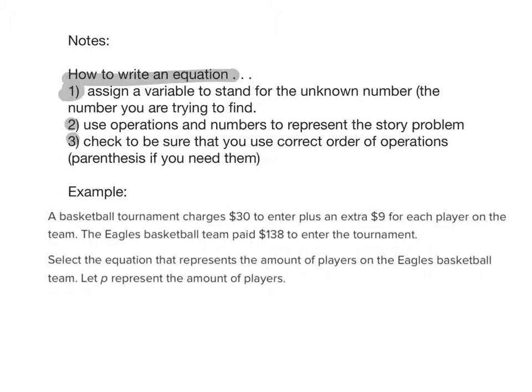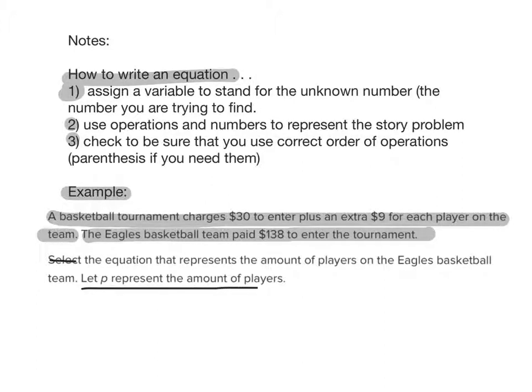So here's an example of the kind of problem that you need to do. Here's an example of writing an equation. A basketball tournament charges $30 to enter plus an extra $9 for each player on the team. The Eagles basketball team paid $138 to enter the tournament. We're going to write an equation to represent the number of players on the Eagles basketball team, and we're going to use P to represent the number of players. So step number 1 was to assign a variable, and it's already assigned. P equals the number of players.